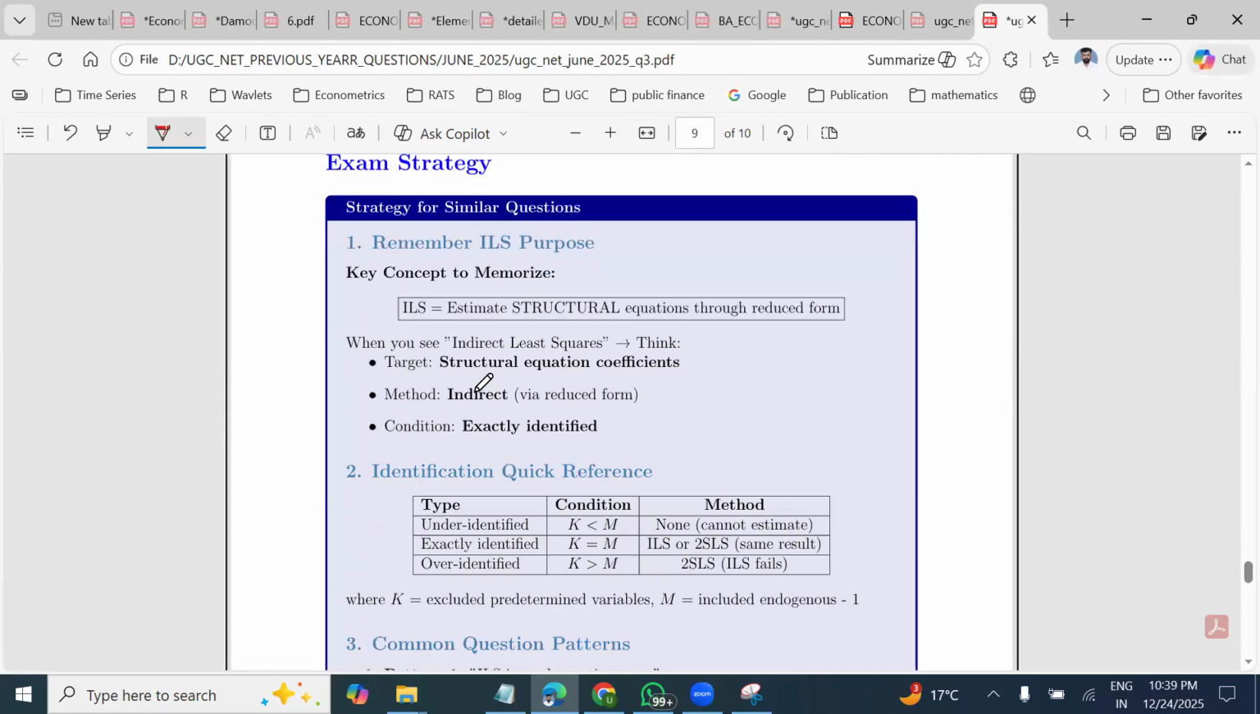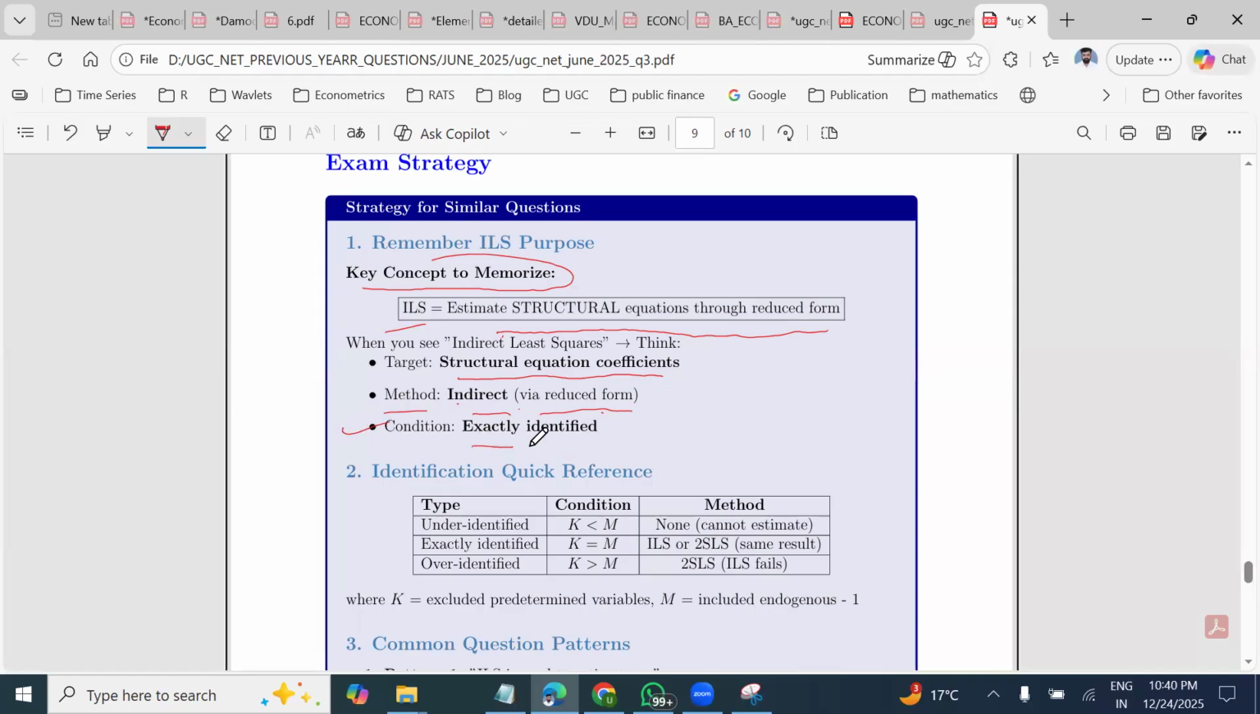So now what is the exam strategy? The key concept you have to remember is that ILS estimates the structural equation through the reduced form. When you see indirect least squares, you have to think that the target is the structural equation coefficient, and the method is indirect via the reduced form. Indirect means you are estimating the structural equation through the reduced form. That is why it is called the indirect least squares method.